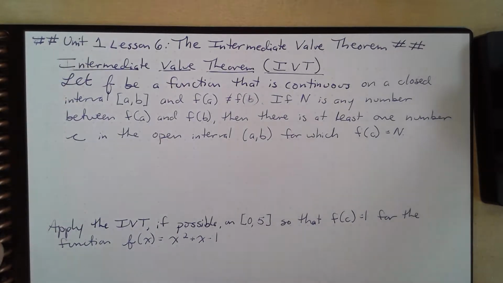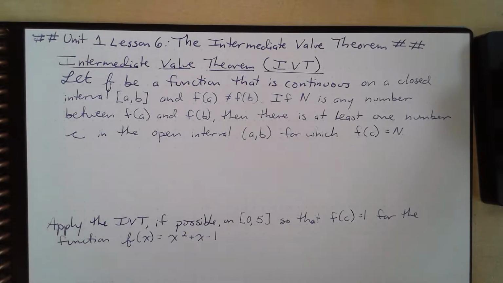Okay, so what I want to talk about today is the intermediate value theorem, and this is actually our first theorem that we're going to be using in calculus, and a very, very important one. So the intermediate value theorem states, let f be a function that is continuous on a closed interval a to b, and f of a cannot equal f of b. If n is any number between f of a and f of b, then there is at least one number c in the open interval a to b for which f of c equals n.